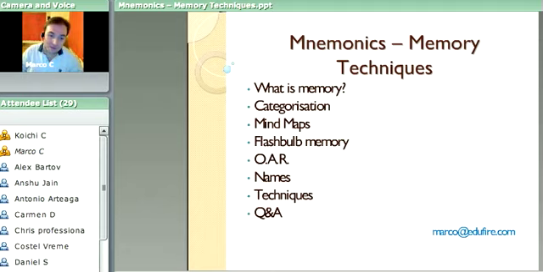Names, and then I'm going to focus on the memory techniques themselves, and we're going to spend a little bit of time on there. So even though it looks as though it's at the end, it won't be at the end as such, because we'll be spending more time on that than anything else. So there we have it.